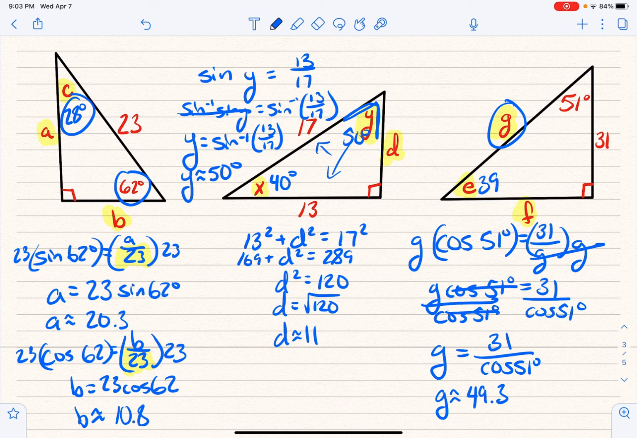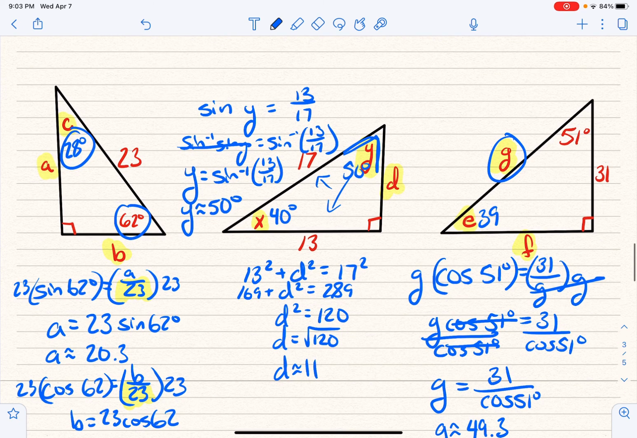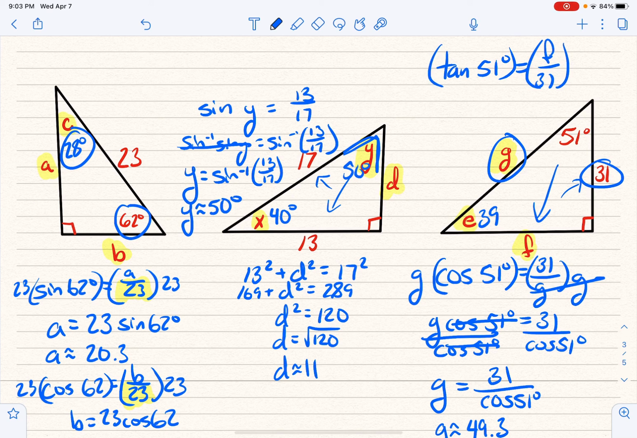And now I could use sine to figure out F, okay? And I could say, well, let's see here. No, I don't really want to use sine. I want to use tangent, because this is the side I have. So I've got opposite and adjacent. And so I'm going to say the tangent of 51 degrees is equal to opposite, that's F, over adjacent, 31. Now, again, I got to multiply by what's in the bottom of the fraction. And in this case, 31 is in the bottom of the fraction. So those cancel out, and I get F is equal to 31 times the tangent of 51 degrees.